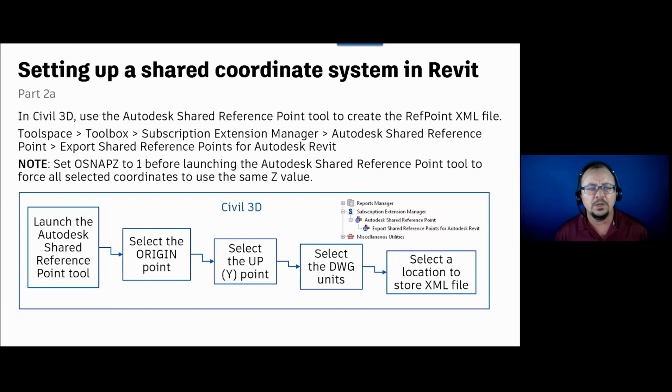Now, I noted on here that you want to make sure your OSNAP Z is set to 1 before launching the Autodesk Shared Reference Point tool. And this will force all selected coordinates to use the same Z value. And in fact, by default, it's probably going to be elevation 0.